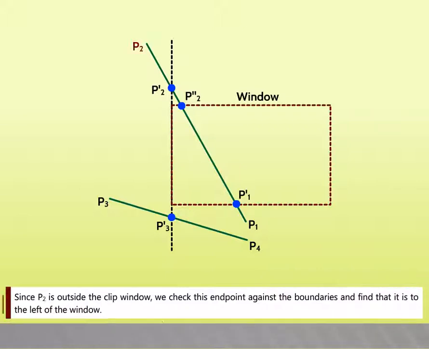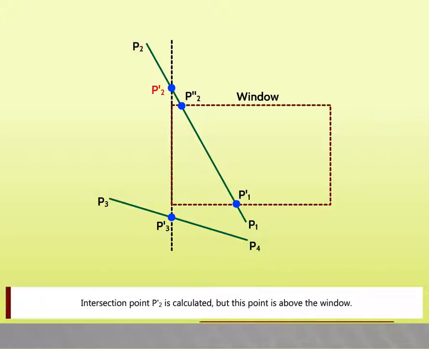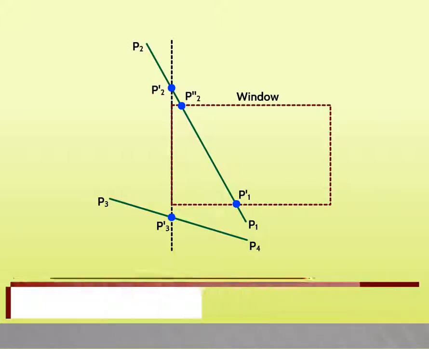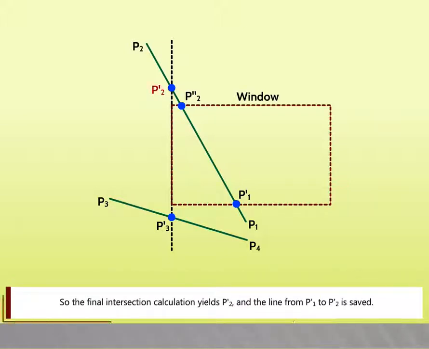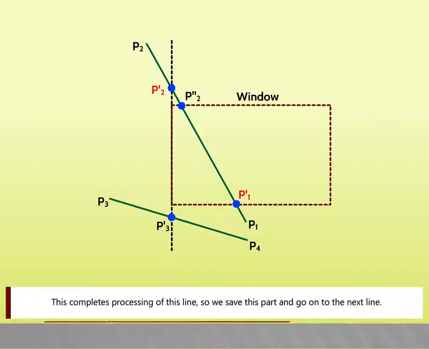Since P2 is outside the clip window, we check this endpoint against the boundaries and find that it is to the left of the window. Intersection point P2' is calculated, but this point is above the window. So the final intersection calculation yields P2' and the line from P1' to P2' is saved. This completes processing of this line, so we save this part and go on to the next line.